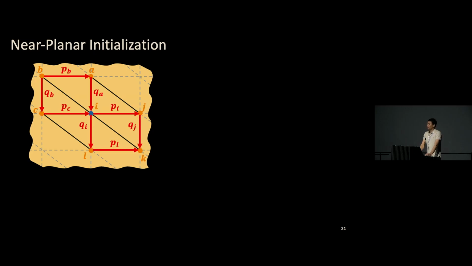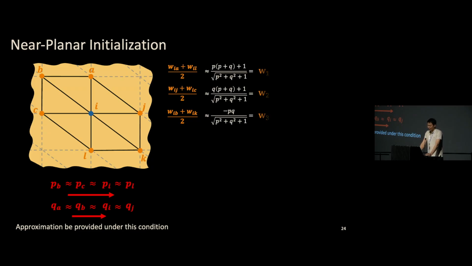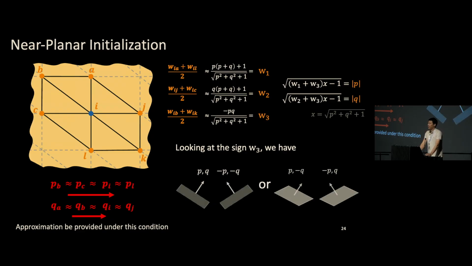Now let us assume that PQ are the same for all edges. This allows us to approximate that neighboring pixels have the same normals. Then all 6 edges described in PQ become 3 equations. By solving these equations, we can compute the PQ value. However, we don't know the sign of the PQ value.